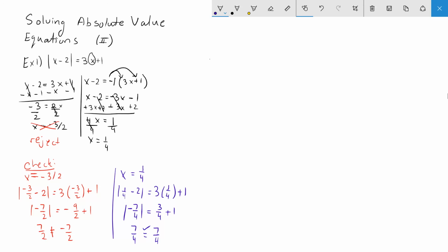Therefore, x equals 1 over 4 is our solution to the equation, not negative 3 over 2.